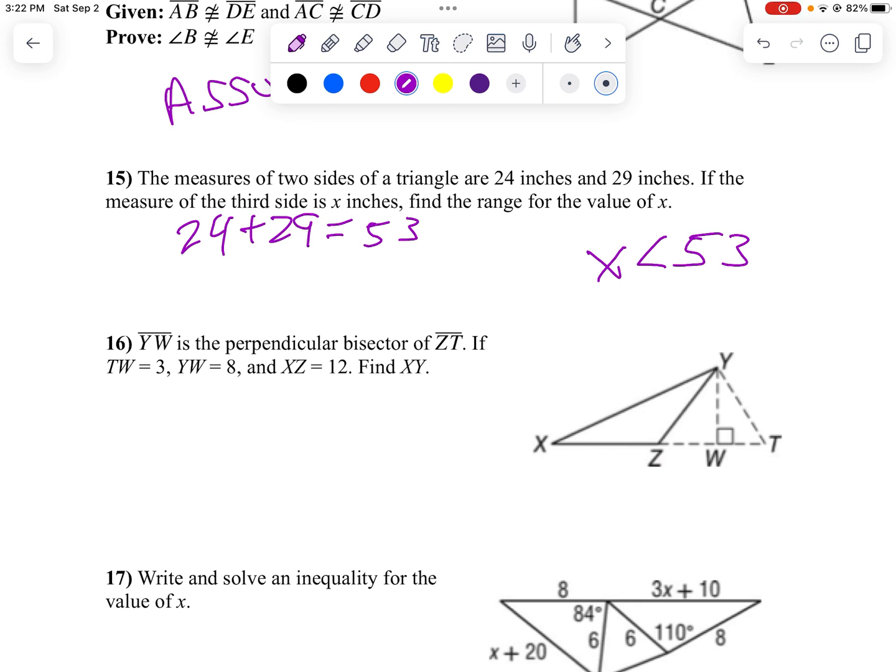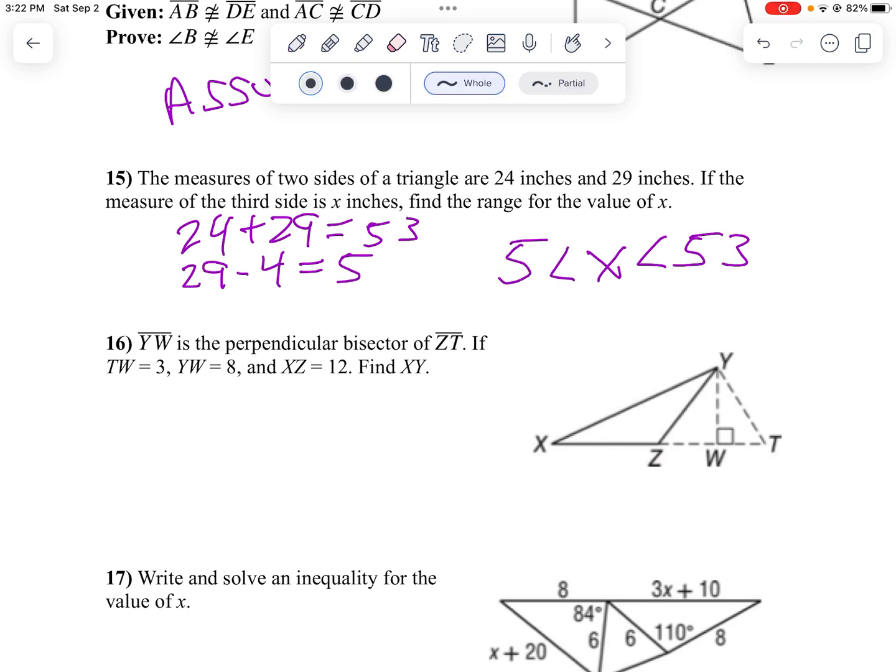Now we also have to look at, well, what happens if my third side isn't my biggest side? That will make 29 my biggest side. So if I go 29 minus 4, I know my third side has to be bigger than 5. So I've got to be in between 5 and 53.